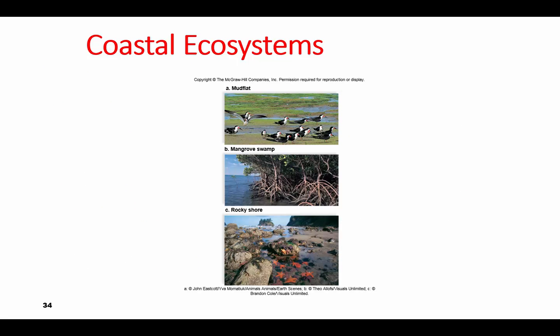You can see here some coastal ecosystems. There's the mangrove swamp at the top, the rocky shore, the mudflats at the top. The mangrove swamp is in the middle where you see those tree roots that are extended up above the surface. And then the rocky shore down at the bottom.